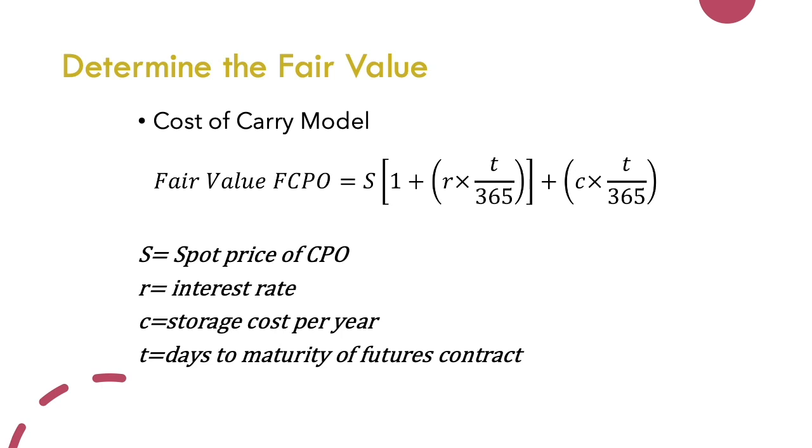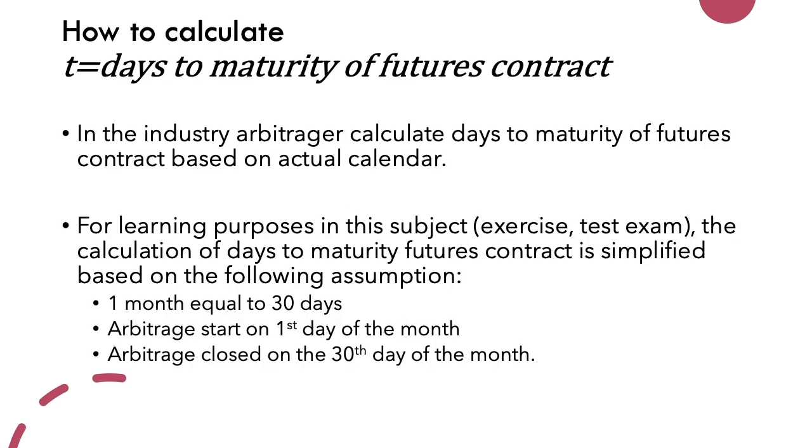So the formula for fair value of FCPO is equal to S times (1 plus R times T divided by 365) plus C times T divided by 365. Where S is equal to the spot price of CPO, R is the interest rate, C is the storage cost per year, and T is equal to days to maturity of the futures contract.